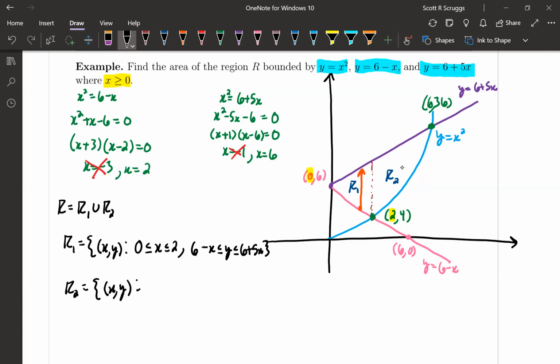Again, because we want y to go from curve to curve, because we already have them written in terms of f of x equals y, x is still going from point to point. And in R2, the smallest x value that I have is 2, where the largest x value that I have comes from that intercept. So because of that, in region 2, x is going from point to point, 2 to 6.